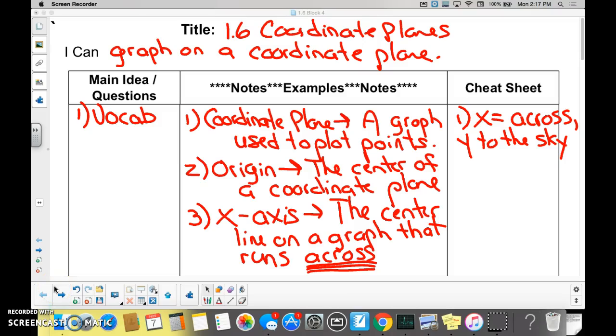Coordinates plane. I can graph on a coordinate plane. So we've got 1.6 coordinate plane, and Muhammad Amin says that we can graph on a coordinate plane. Are you guys capable of graphing on a coordinate plane? Yes. If I asked you the various parts of a coordinate plane, could you tell me what they are?